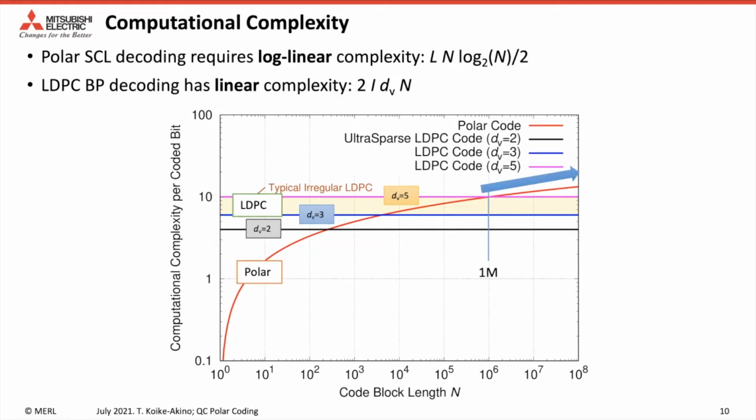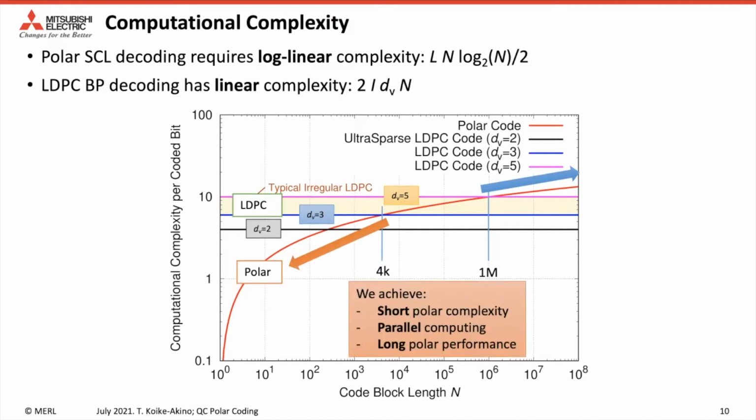However, it turns out to be a great advantage in complexity when we want to use short error correction codes. It motivates us to use shorter polar codes for low complexity. And using parallel coding, we want to achieve longer polar performance by using protograph.